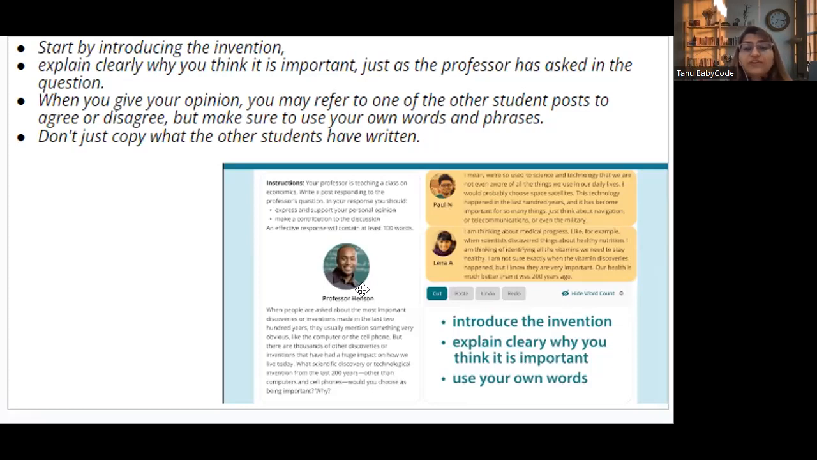When you give your opinion, you may refer to one of the other student posts to agree or disagree also. But make sure you use your own words and phrases. Don't just copy what other students have written, right? So whenever you're writing, introduce the invention first, explain clearly why you think it is important, and use your own words, right?